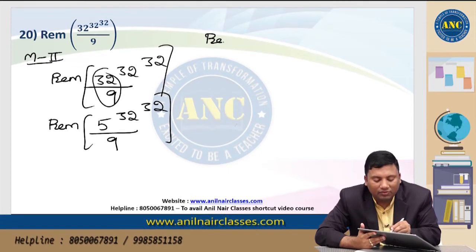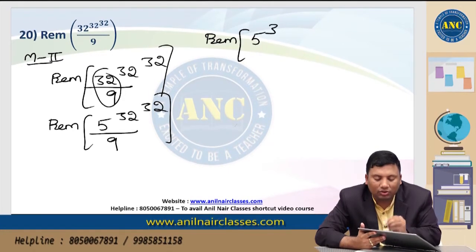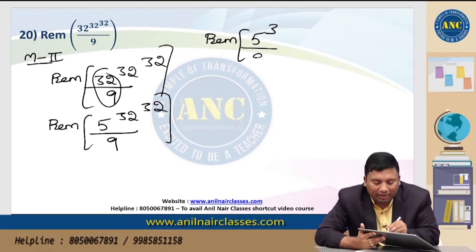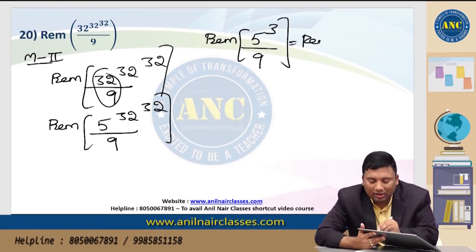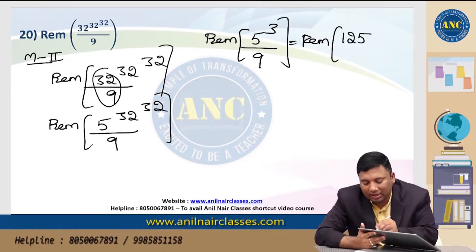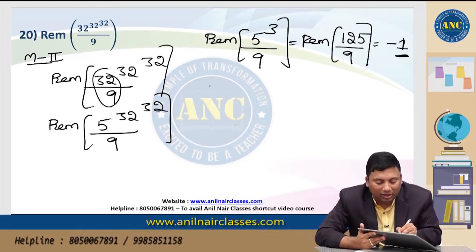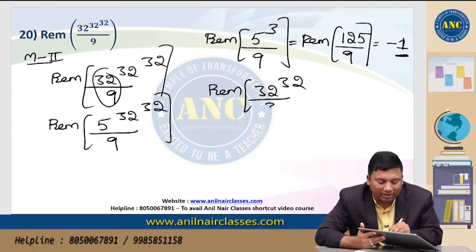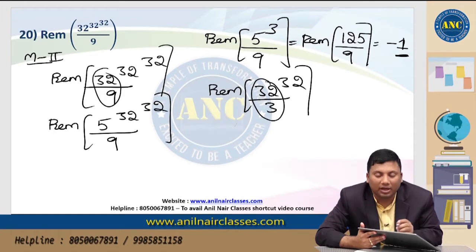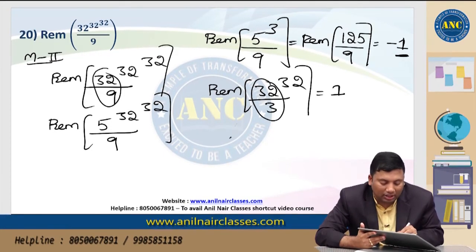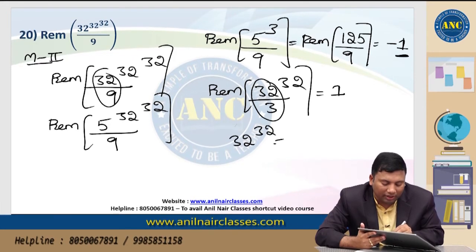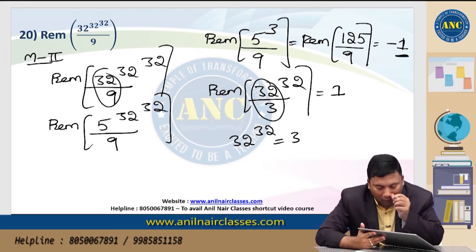Sir, can I take minus 1? You can also take minus 1, which I will show you in this example. 5 cube is 125 divided by 9. 9 14s are 126, so the remainder is minus 1. If I take minus 1, what will happen? Let us see. 32 power 32 divided by 3: 3 11s are 33, minus 1 to an even power is plus 1. So 32 power 32 when divided by 3 gives 3k plus 1.